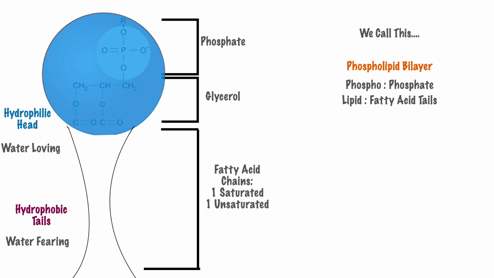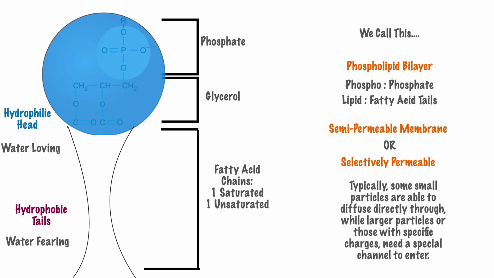Now, as you may already know, we can refer to the cell membrane as a semi-permeable membrane or a selectively permeable membrane. This means that some of the particles are able to diffuse through the cell without direct assistance, and that molecules with specific charges or that are larger in size need a special channel in order to enter the cell.